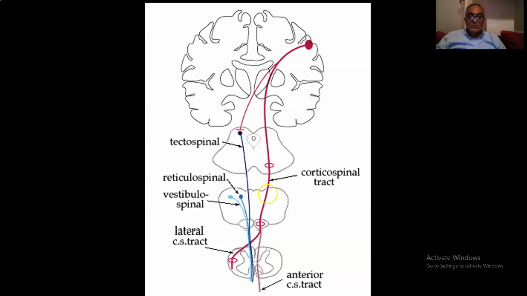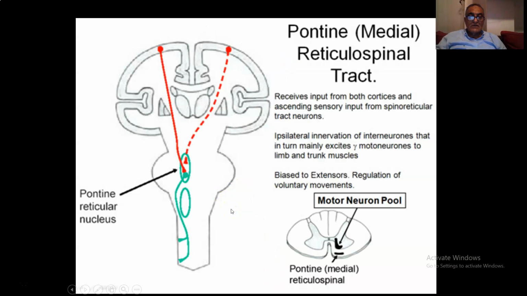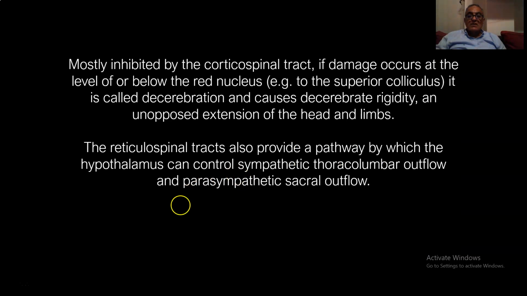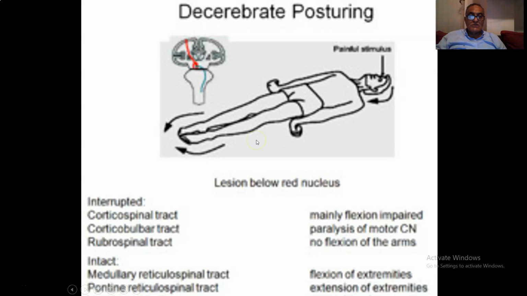This is a view you can see of the reticulospinal tracts, medial and lateral, the pontine reticulospinal tract. Mostly inhibited by the corticospinal tract. If damage occurs in the brainstem at the level of the superior colliculus, at the level of the red nucleus or below it, what do we get? We injure the reticulospinal tracts, and this will result in the decerebrate posture.